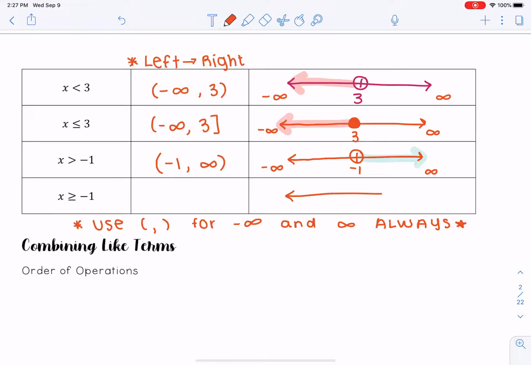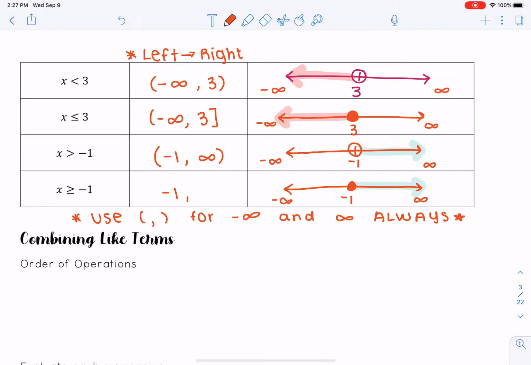Last, I'm going to start with my -1. This time it's greater than or equal to, so I'm going to include it. And now I shade everything greater than it. The first thing I hit left to right is a -1, then I hit infinity, and now I want to include -1.